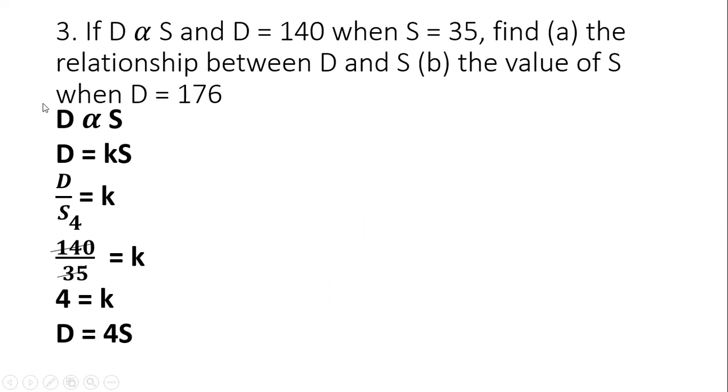D varies directly as X, so D equals KX. We have said K is the constant. Making K the subject of the formula, D divided by X is K. We have a value for D, which is 140, and a value for X, 35. So that's 140 divided by 35, which gives us 4. So K equals 4. We bring that to the formula. That will give us D equals 4X, since K is 4. So we have D equals 4X.